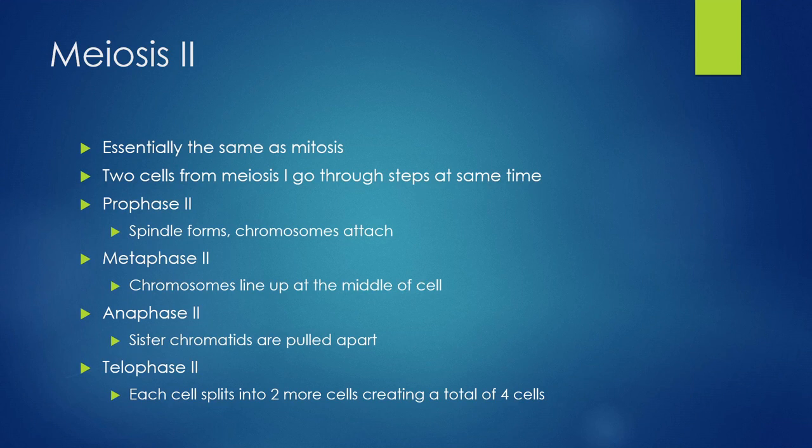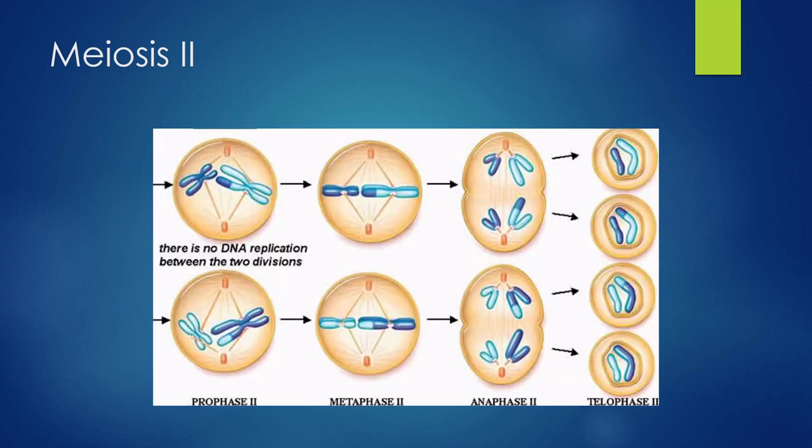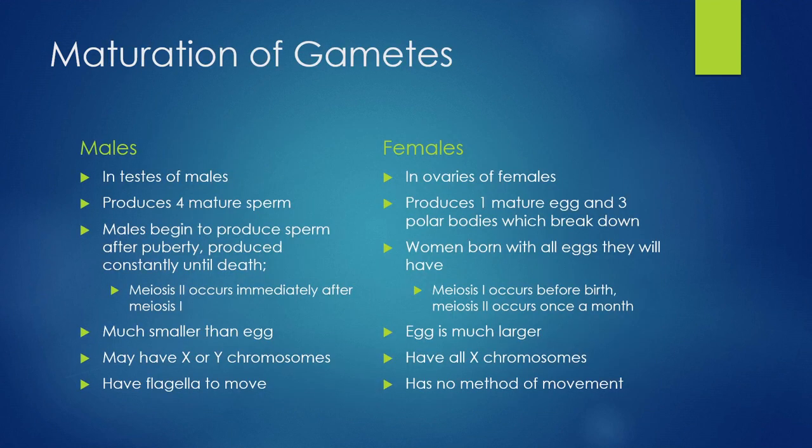And then meiosis 2, these are all going to be labeled as 2, basically PMAT 2. So prophase 2, metaphase 2, anaphase 2, and telophase 2. The only thing here to really note is that anaphase 2 is going to be like anaphase in mitosis. The chromosome is split in half. And so this is just showing you, at the end of the day, you get 4 cells that have 1 copy of every chromosome.